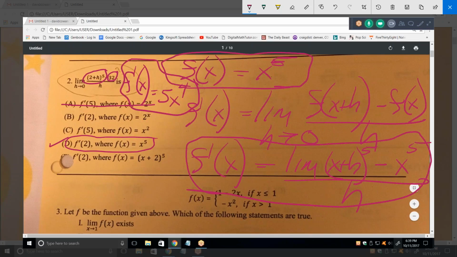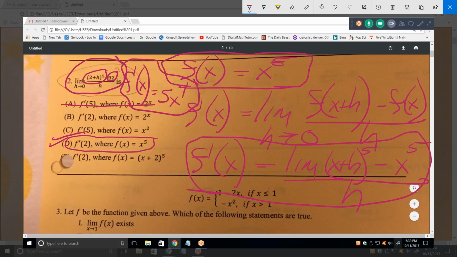So what we're looking at is f prime of 2, where f of x is x to the 5th. It's exactly what it is. I realize that I'm not helping a whole lot. I think the way to really get this down is to just do more of them, but I think we ran out of these kinds of problems.